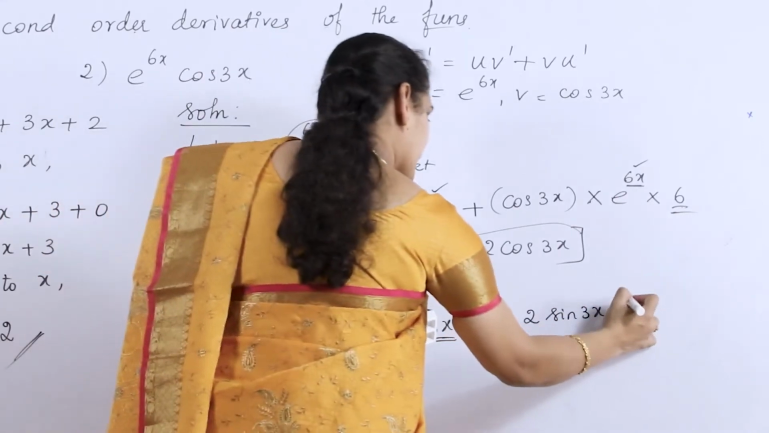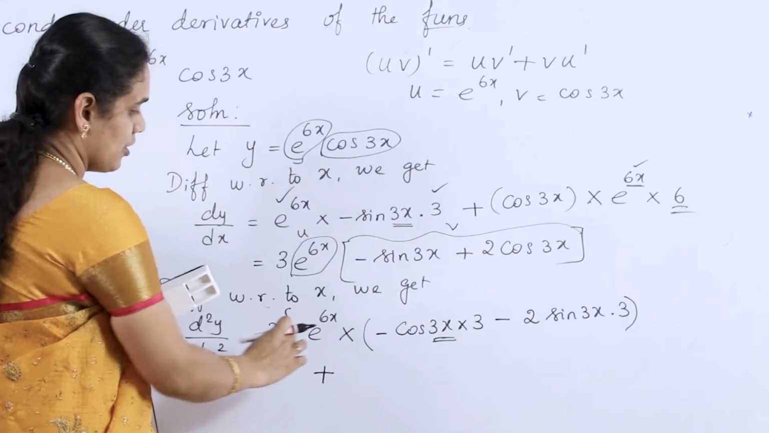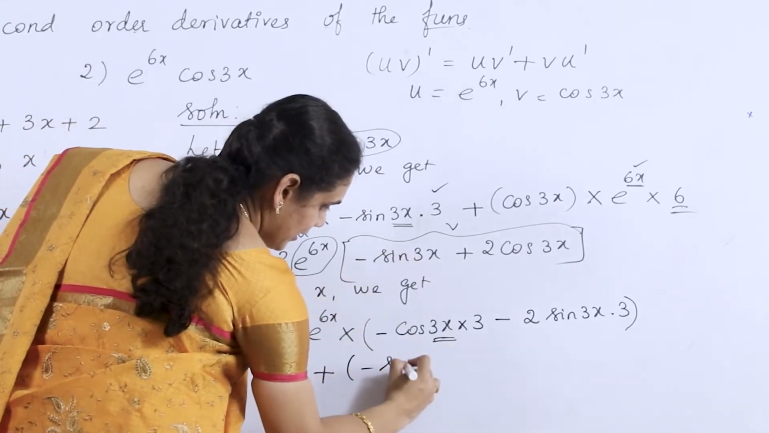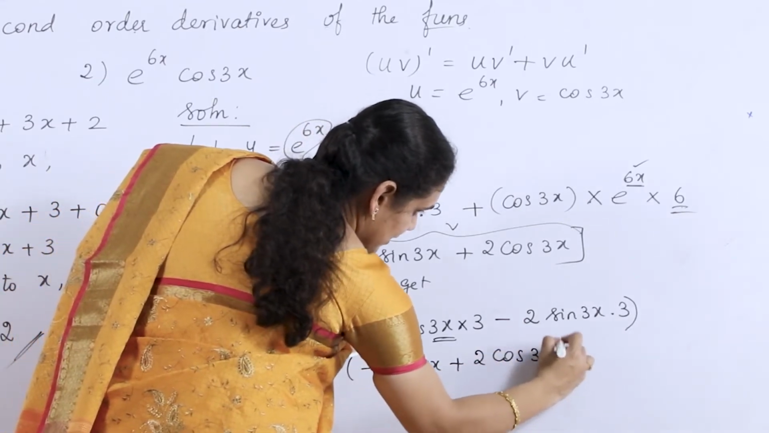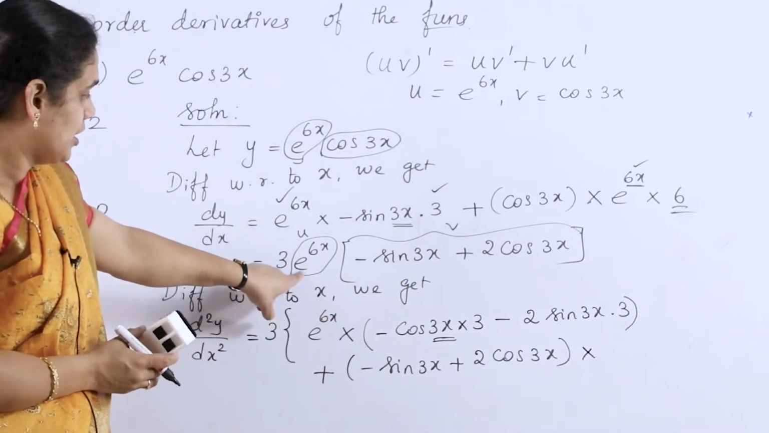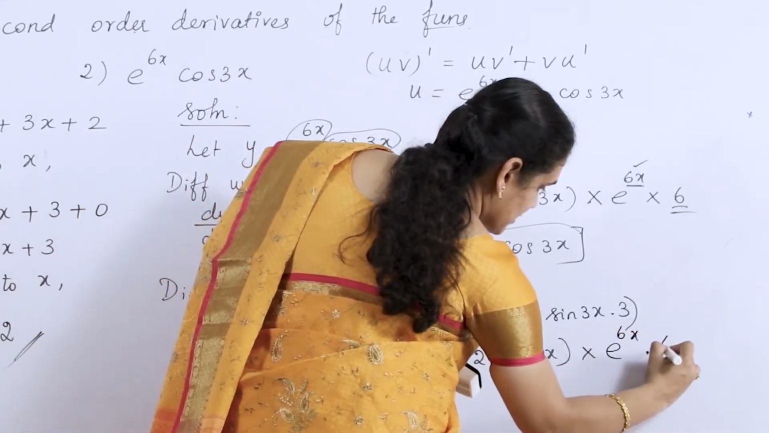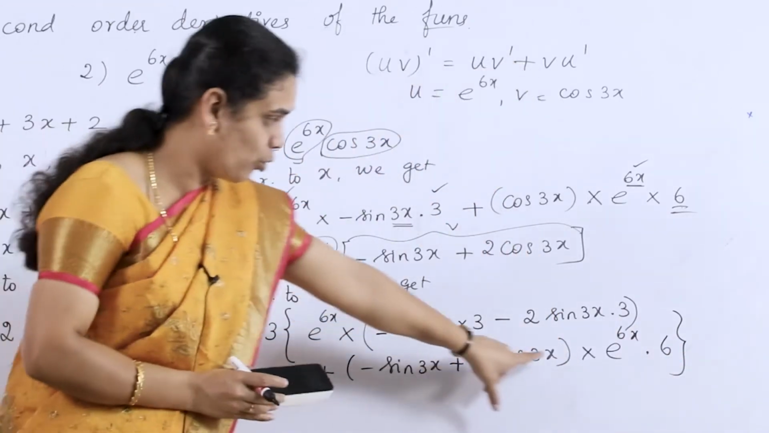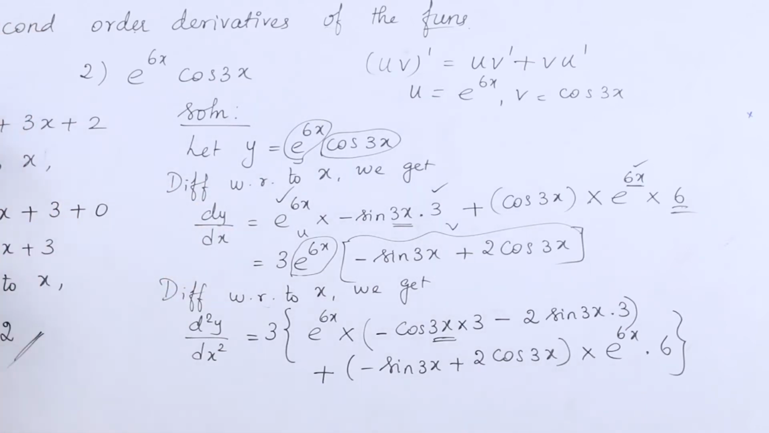So this is the bracket, we have differentiated this part, plus uv dash plus vu dash, that is minus sin 3x plus 2 cos 3x into u dash. We have to differentiate this u, e power 6x, so that is e power 6x into 6. So close the bracket. This 3 is common for all the terms here. Now we will simplify to get the book answer.